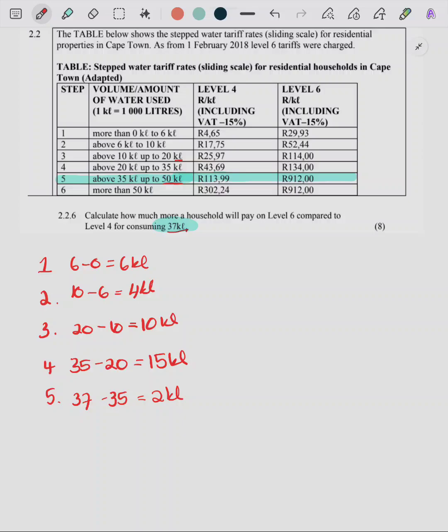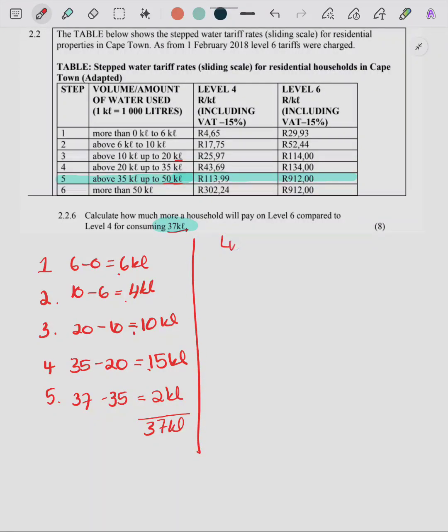Okay, so that now tells me what I can calculate with. I can see, okay, I need to have 37, so we just check 6 plus 4 plus 10 is 20, 35, 37 kiloliters. So I've used the right number of kiloliters for my calculations. Now they want us to compare level 4 to level 6. So that means we are going to have to calculate each of those levels separately. So what we're going to do is we're going to start with level 4.